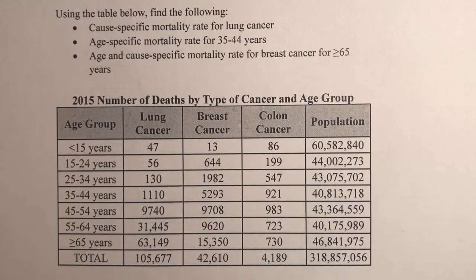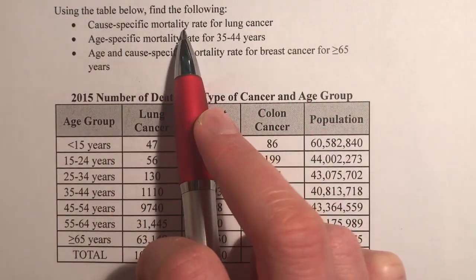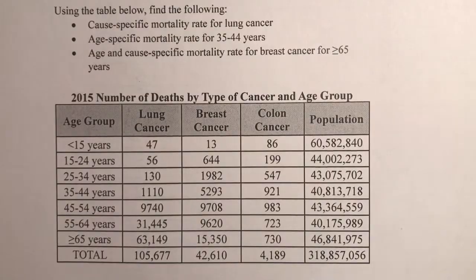Okay, so you can see here we have various age groups. We have 3 different types of cancer that we're looking at. And then that far right column, the population column, is telling us the total number of people in this population, which here is the entire United States, in that age group. So our first question is asking us to calculate the cause-specific mortality rate for lung cancer.